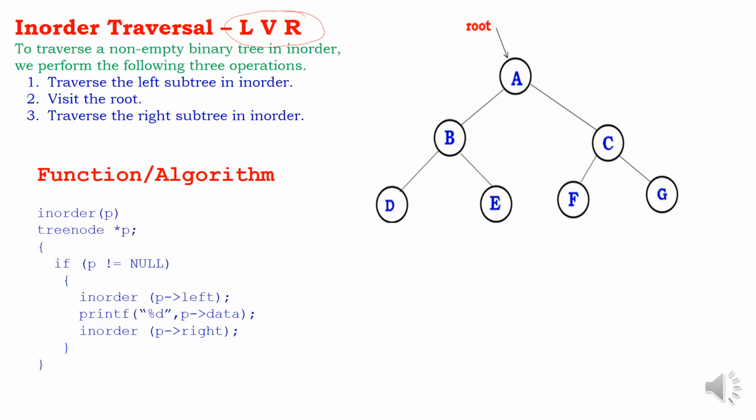Traverse left subtree in order, visit root node, then traverse right subtree in order. To traverse a non-empty binary tree, if it is non-empty, then we perform three things. What are these three? Traverse left subtree in order, visit root node, traverse right subtree in order. See here, the same we have written in a function.